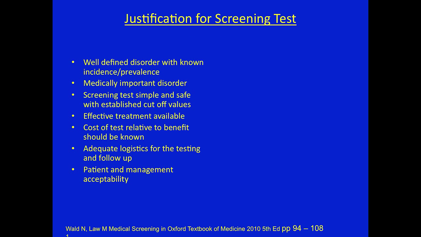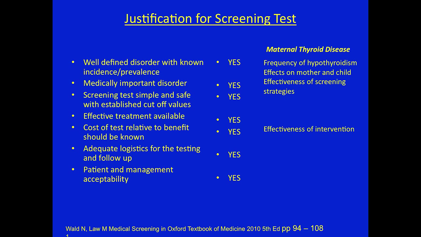Now, screening has been mentioned, but I thought it would be useful to remind you of the justification for a screening test. I'm not going to read out all of these, but you can see that they're fairly logical. And what I would submit is that if you put maternal thyroid disease into these paradigms, the answer to the questions and the statements is a yes, all round. That is exemplified by the frequency of hypothyroidism, the effects on the mother and the child, and the effectiveness of screening strategies and of intervention, albeit that there is no real positive RCT evidence.